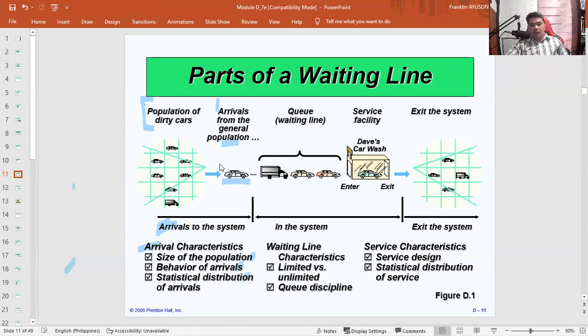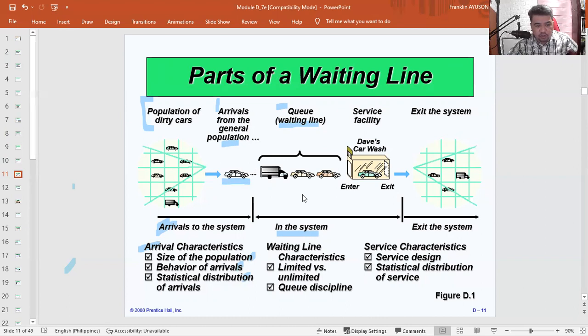Now, whenever we arrive at the population, for example, they will enter what you call the queue. So this is our waiting line. So now, upon entering the queue, we are now in the system.